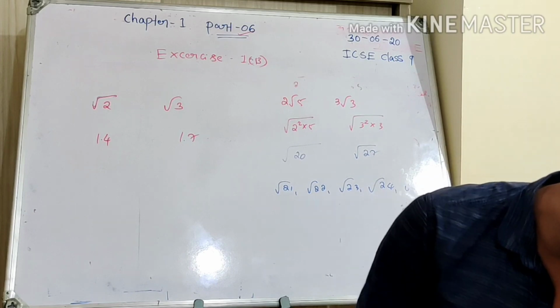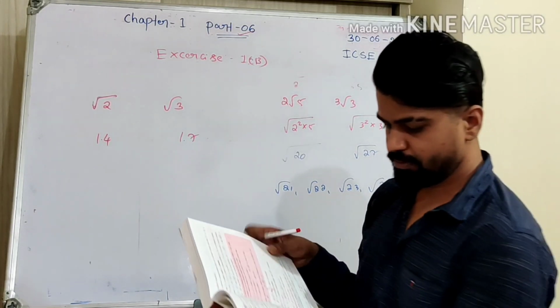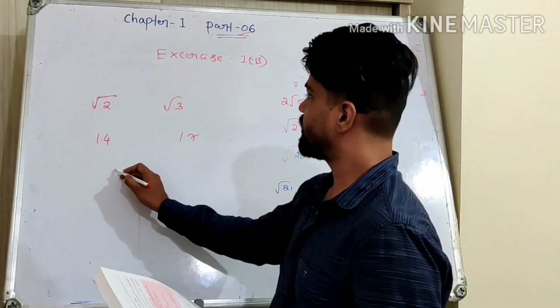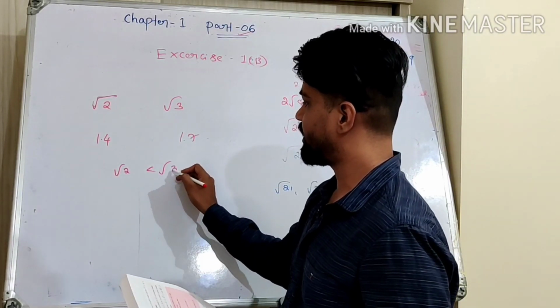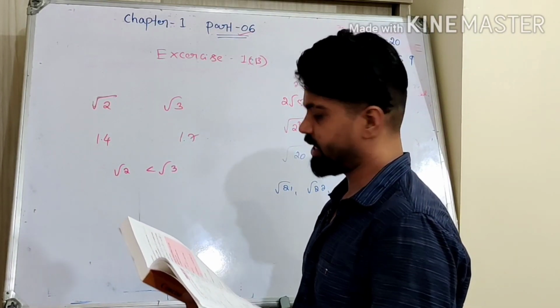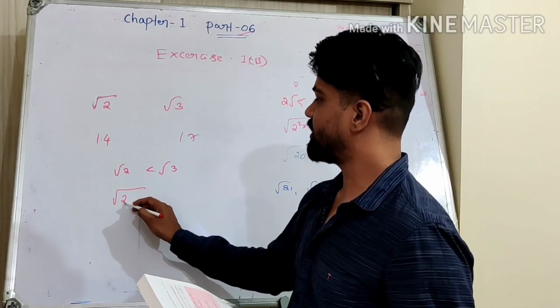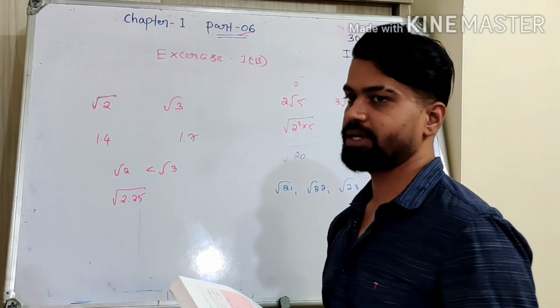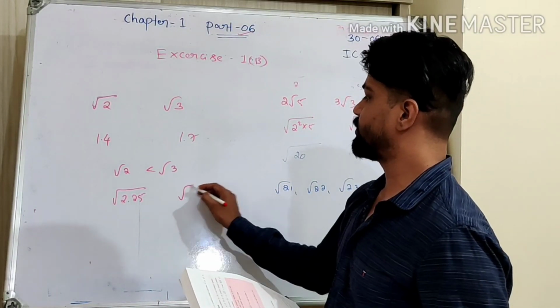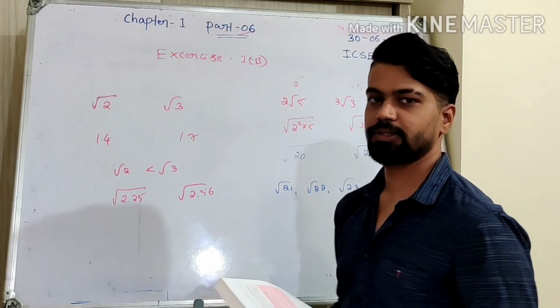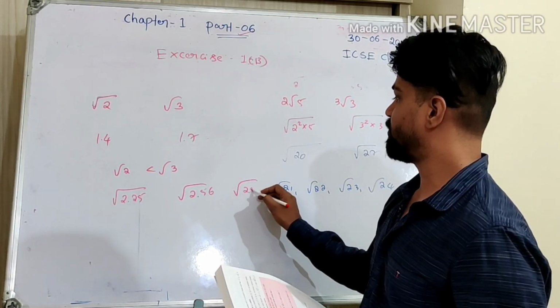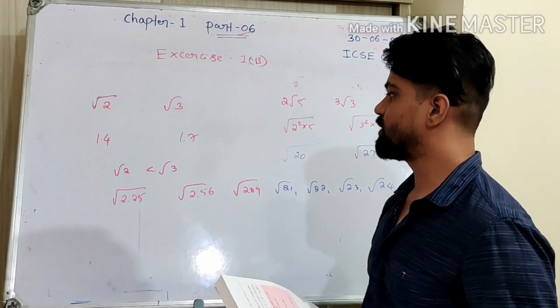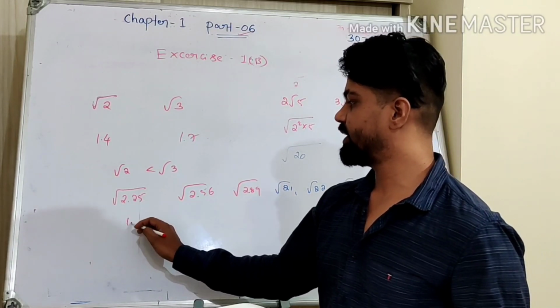So there is an example given already. I have explained that example. Root 2 is already less than root 3, right? So we are going to take any perfect square which is a decimal also. Still we can take a perfect square, and root of 2.56. Even we can take root of 2.89. So until it goes to 3. Okay. So what is the square root of that?